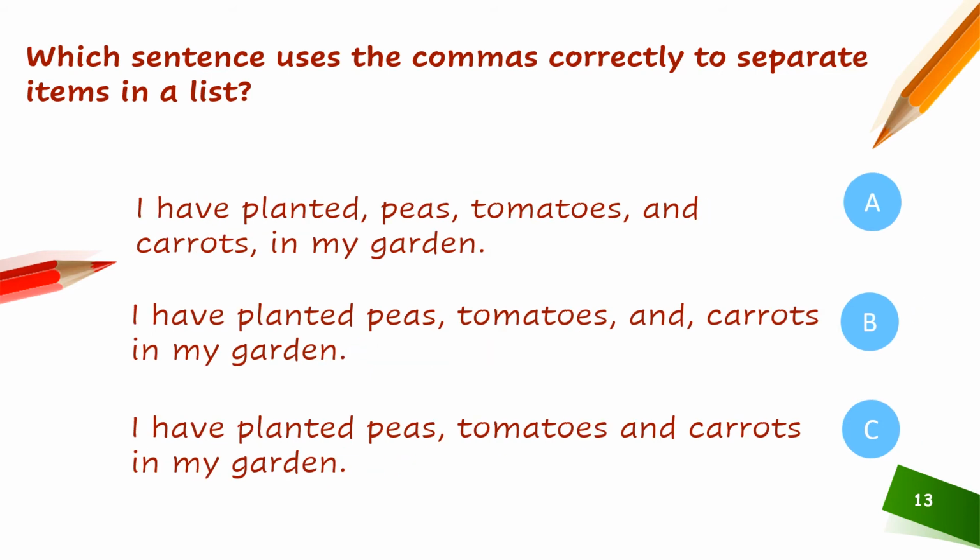Once again, read the sentence carefully and look where I've put the commas. Which one is correct? Did you find number C? In number A, can you see I've put a comma after the words carrots? In number B, I've put a comma after the word and. What it should have been is, because there were 3 items, you put a comma between the first 2 and the last 2 you have the word and. It should have read, I have planted peas, tomatoes and carrots in my garden.